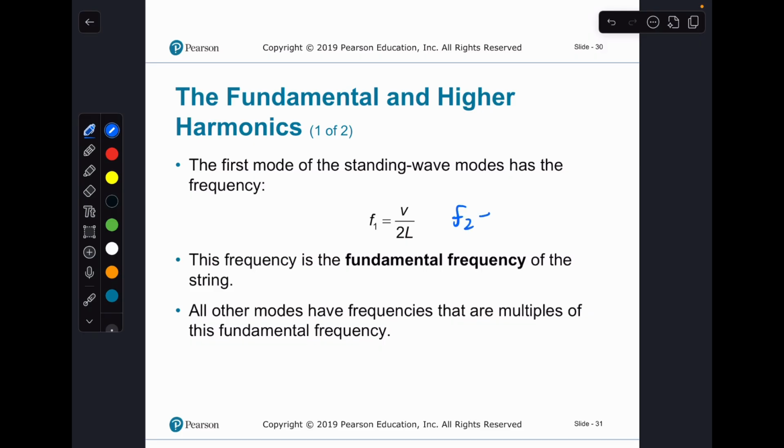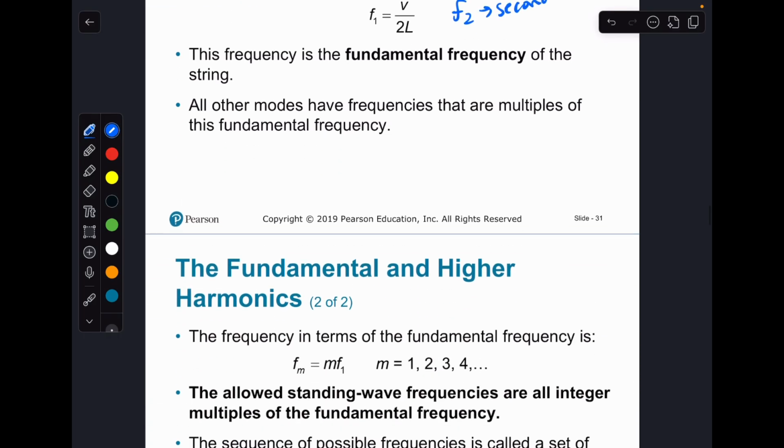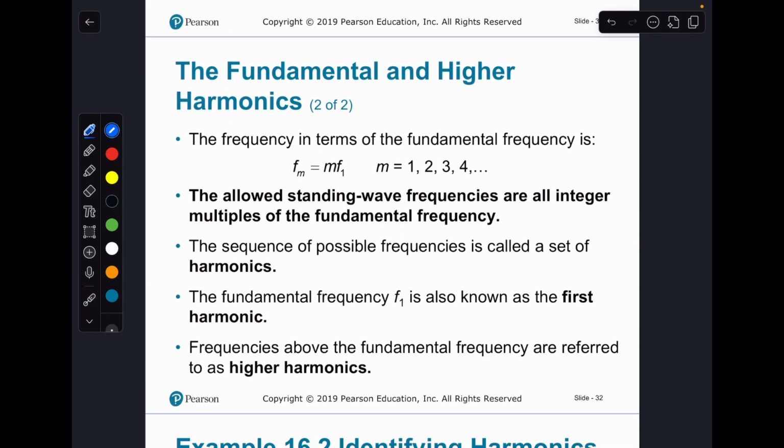So f2 would be the second harmonic. f3 would be the third, and so on. They're all integer multiples of the fundamental frequency.